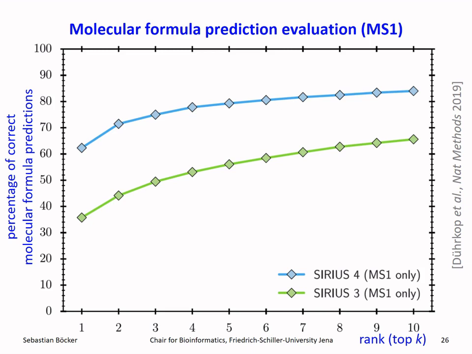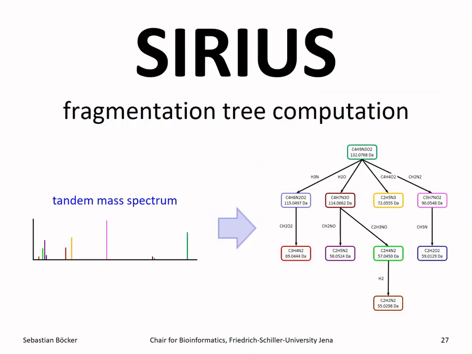Okay, with that I want to stop talking about the isotope pattern part, and I'll come to the second part, which is the fragmentation tree computation part. And the fragmentation tree computation part in principle tries to exactly do that. It tries to compute a fragmentation tree given a tandem mass spectrum.